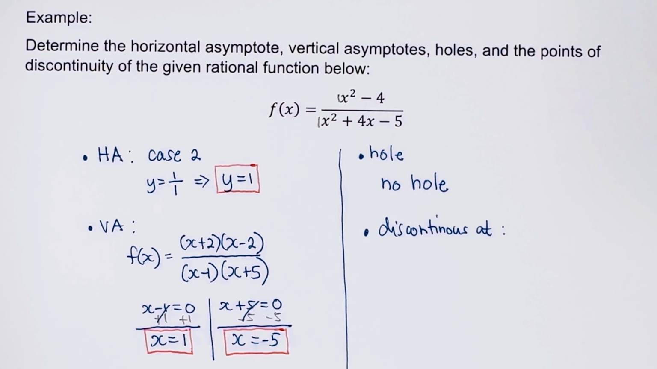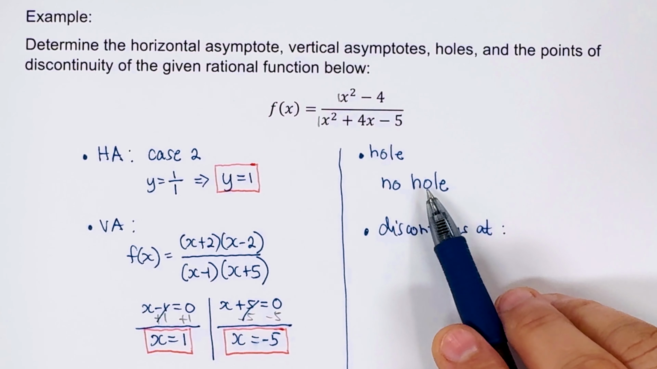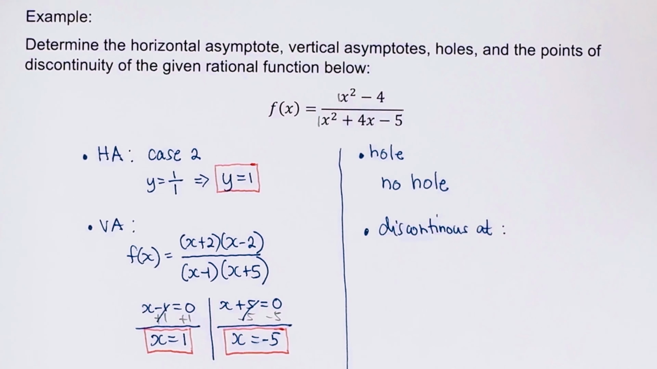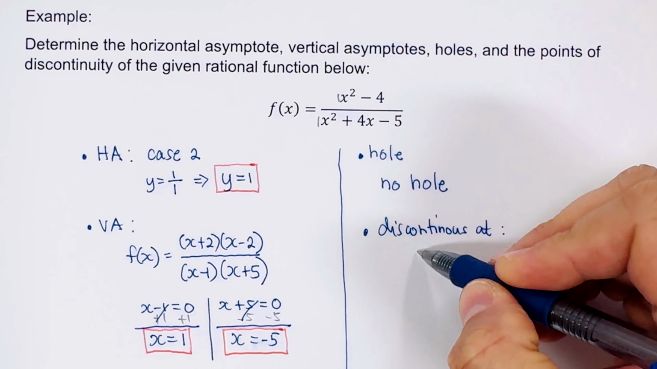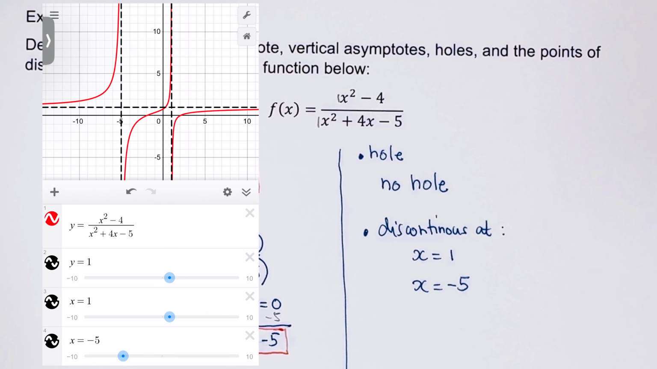A graph is discontinuous at its hole, and there's no hole in this one, and the graph is discontinuous at its vertical asymptotes. So this graph is discontinuous at x equals 1 and x equals negative 5. Now let's look at the graph of this function.